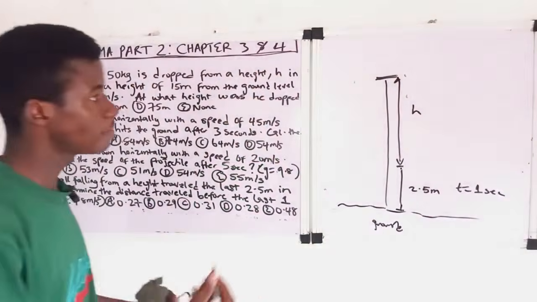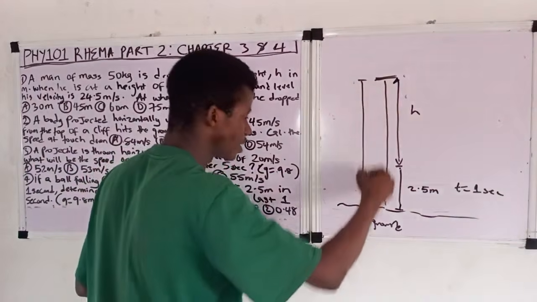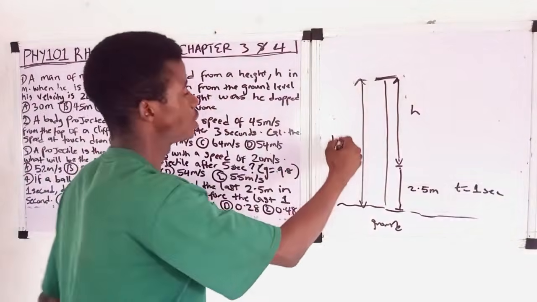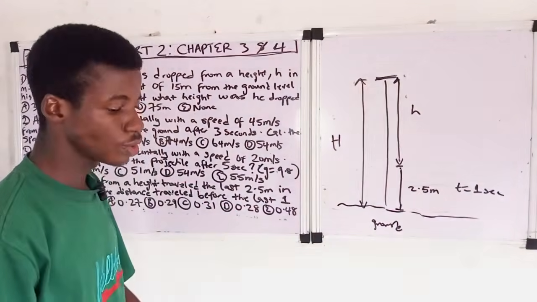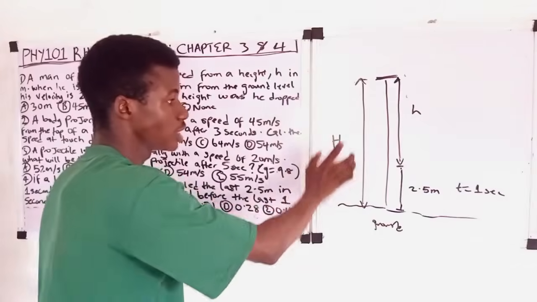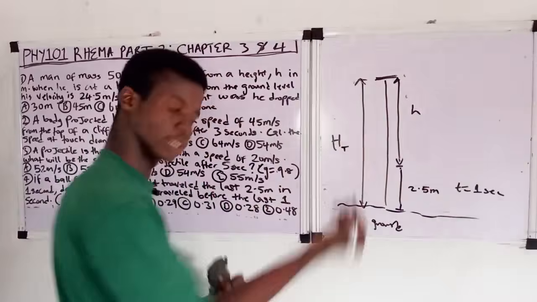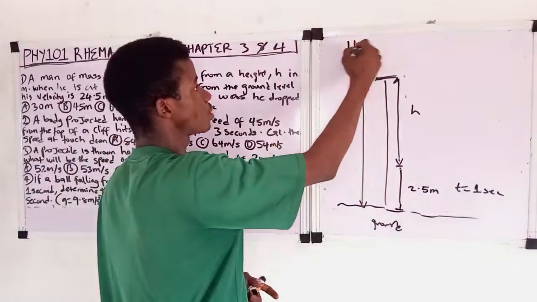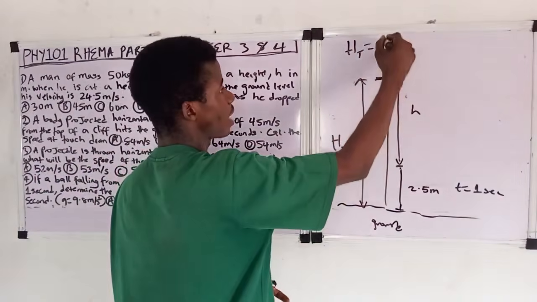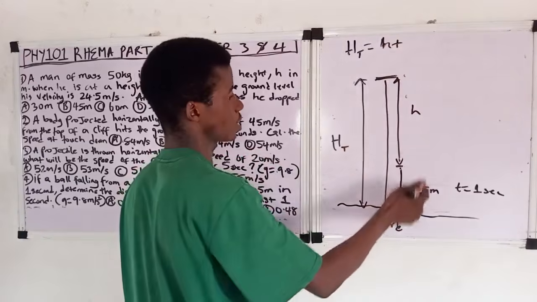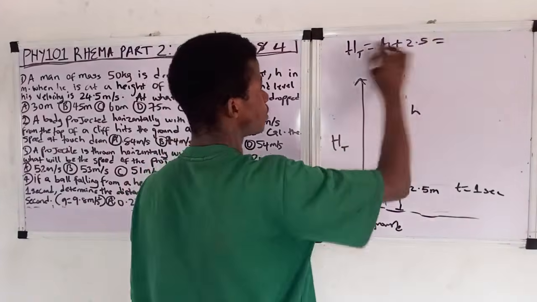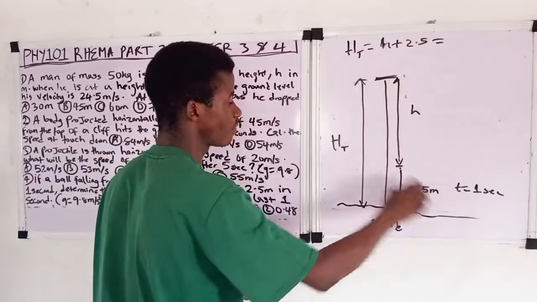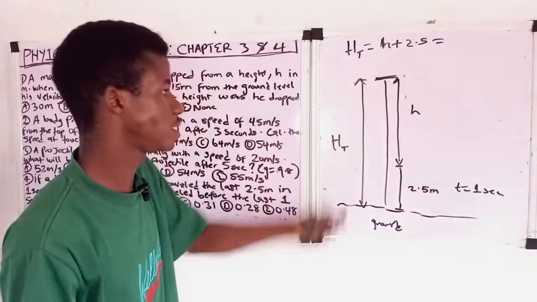Now remember, the whole height from here to the ground, for example, let's take it to be H, the total height, right? The whole height will be equal to this h plus this 2.5. Because this one plus 2.5 will give us the whole height, right? Yes, look at it.